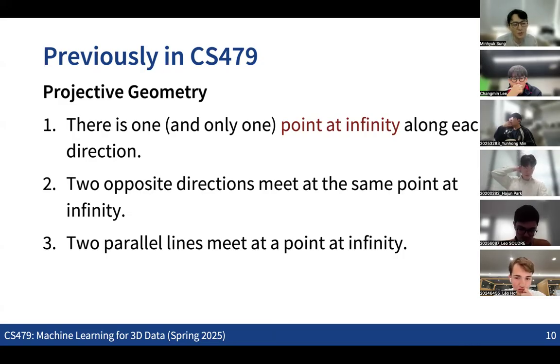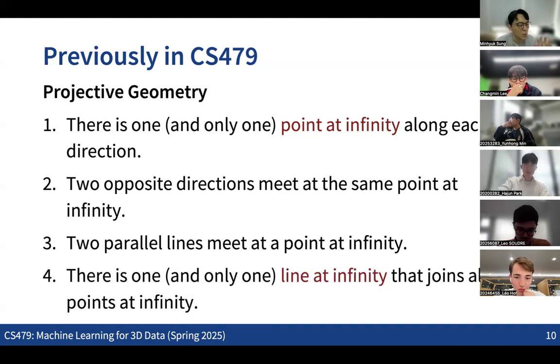So by the definition of the point at infinity that we defined last time, we could also say that there is only one line at infinity, which connects all the points at infinity, right? So these are all the things that we have seen last time.